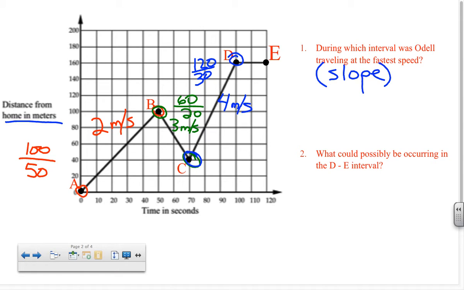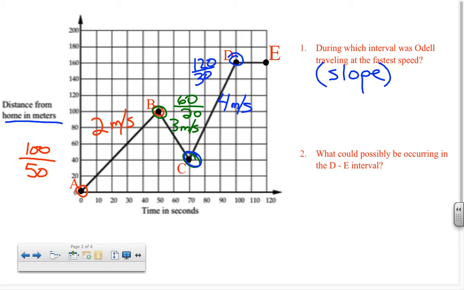Remember, slope represents rate of change. So in this case, the rate of change is speed. So she's moving at different speeds at each of these intervals. And we're not going to take DE into consideration. Why? Because she's not moving at all. That represents her sitting at a traffic light or pausing. Him, in this case, Odell. We'll talk about that one in a second.